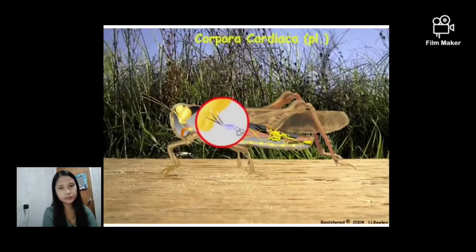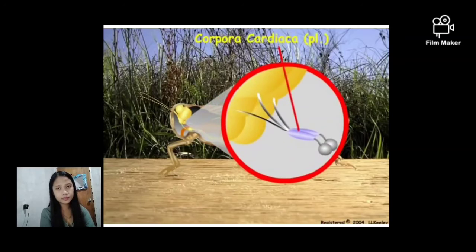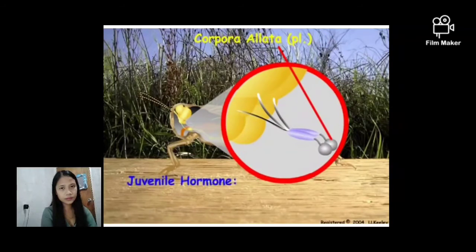Corpora cardiaca are major neuroendocrine structures attached to the brain. Neurosecretory cells located in the brain synthesize and transport neurohormones to the corpora cardiaca, from which the brain hormones are stored and released. In addition, corpora cardiaca contain intrinsic neurosecretory cells that also synthesize and release neurohormones. The corpora lotta are structurally associated near the corpora cardiaca, but they are not part of the neuroendocrine system. Corpora lotta synthesize and secrete juvenile hormone. Juvenile hormone prevents immature insects.